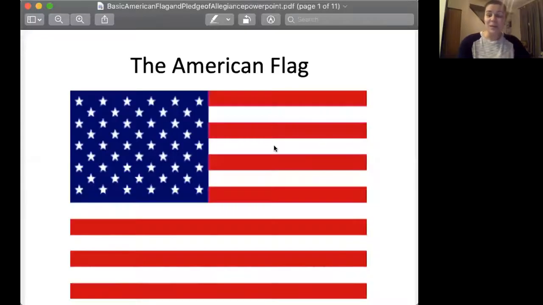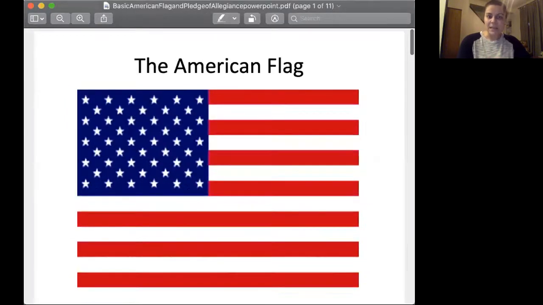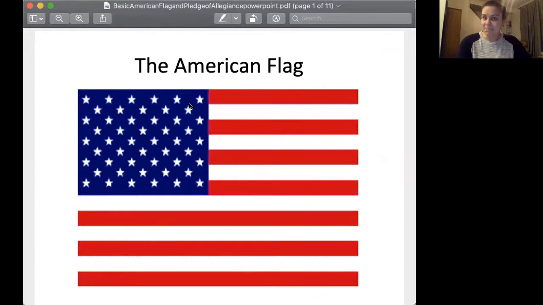Now we're going to start with looking at the American flag. Now, the American flag looks like this. We've got some red, we've got some white, we have some blue. We also have stars, and there are a lot of stars on the American flag. There are 50 stars. Holy cow. And then there are also 13 stripes. We have red and white stripes.